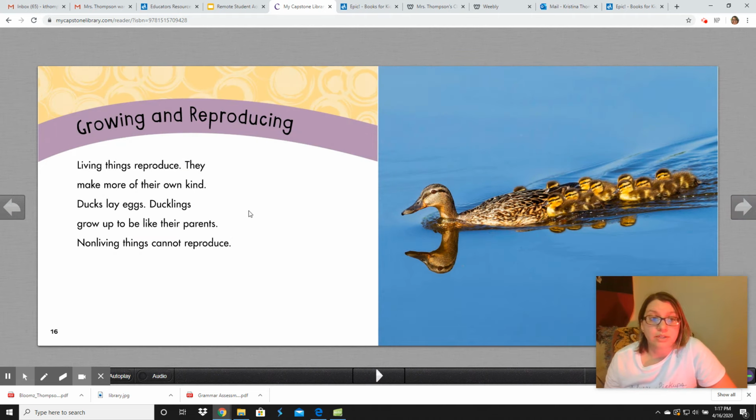Growing and reproducing. Living things reproduce. They make more of their own kind. Ducks lay eggs. Ducklings grow up to be like their parents. Non-living things cannot reproduce. There's not mommy rocks and daddy rocks and baby rocks. You don't go outside and see a soccer ball one day and then all of a sudden you go back out there and the soccer ball had babies and there's more soccer balls. That's because they're not alive.